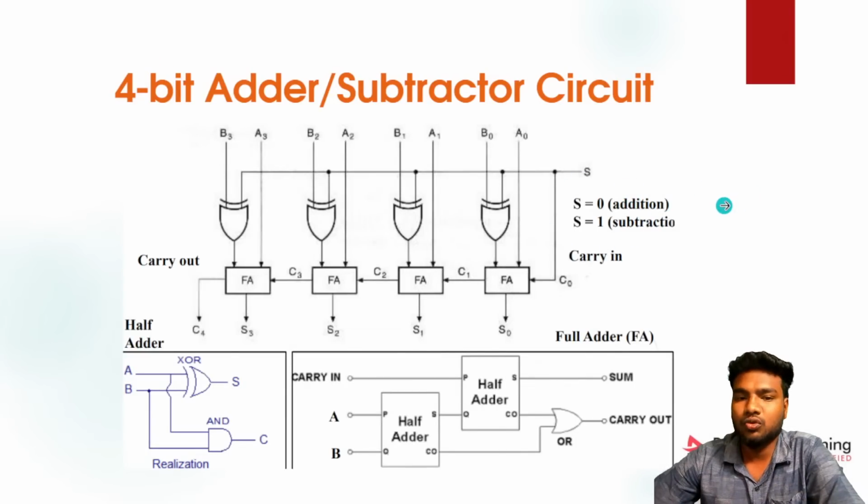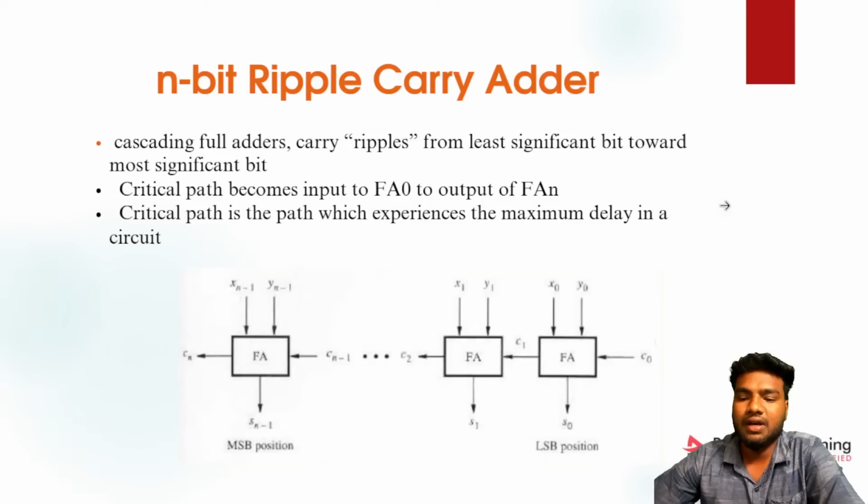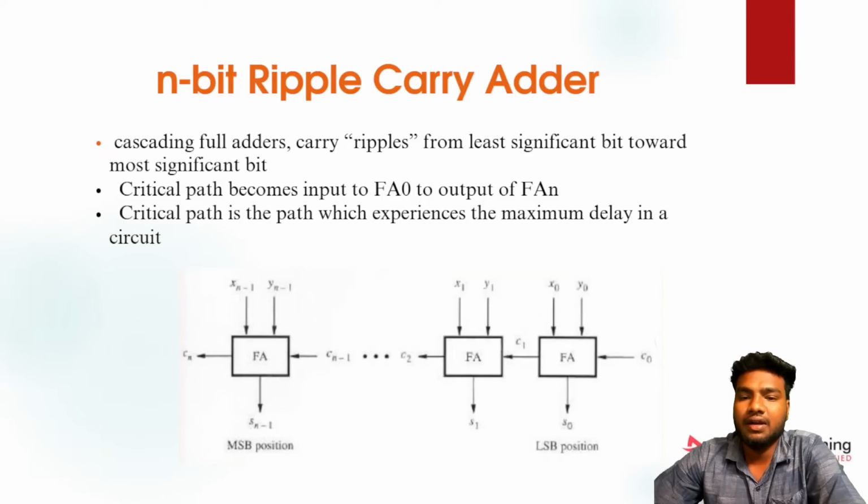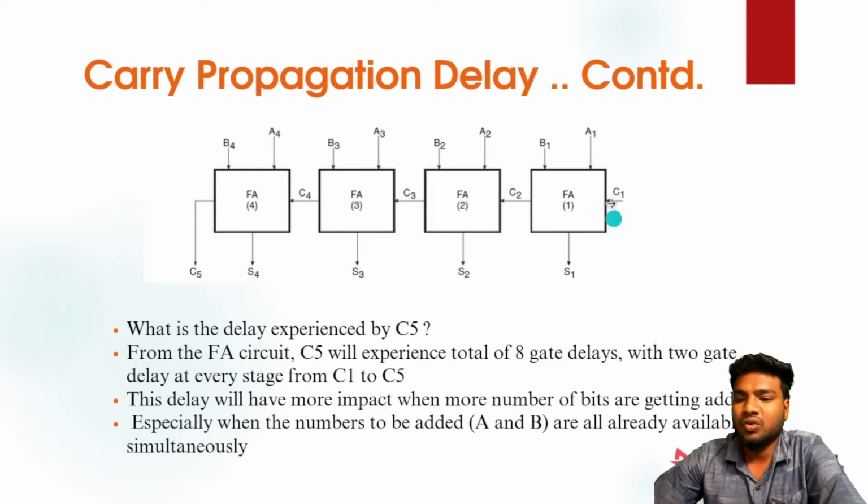So let's move to the n-bit ripple carry adder. Basically, an n-bit ripple carry adder is nothing but a cascading of full adders. It will look like this. This is the first full adder, and it has the inputs A1, B1, C1. A full adder needs 3 inputs and 2 outputs.